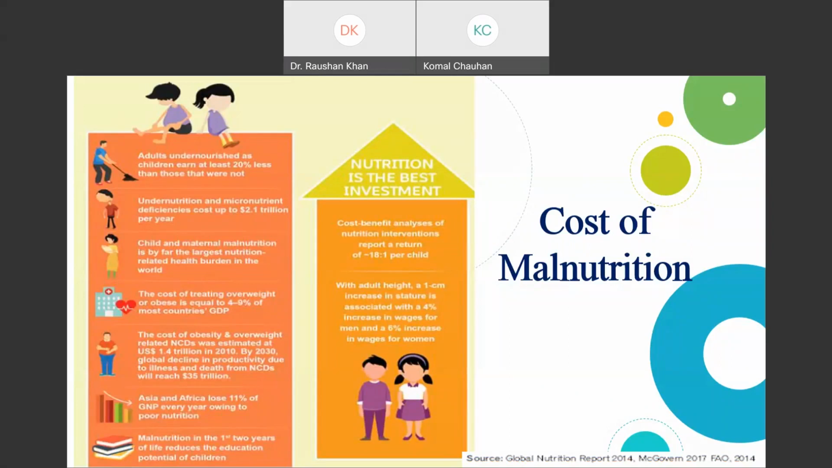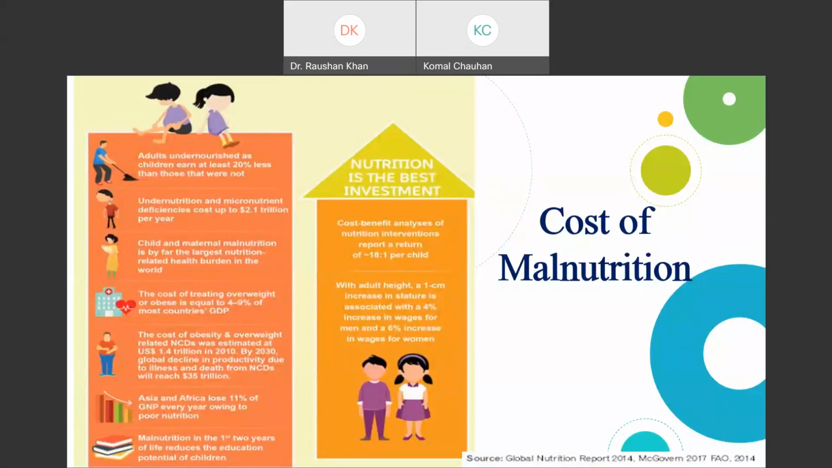Asia and Africa lose 11% of gross net profit every year owing to poor nutrition alone. And malnutrition in the first 2 years of life reduces the education potential of children as well. So proper nutrition is not only responsible for physical development, it also gives a nation a stable livelihood, a stable future ahead.